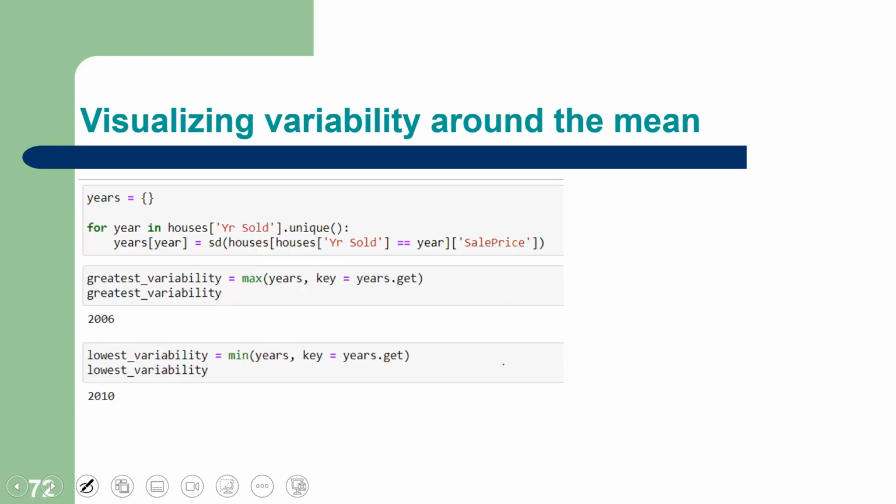And the same thing we are doing here. I have taken the unique years sold, then the sale price for every year, to find in which year we have the highest variability. That is 2006, and the lowest variability is around 2010. We can run these functions to get an understanding of the sale price. Inside this data, we want to know for which year so much variability is there. We can do it like this.